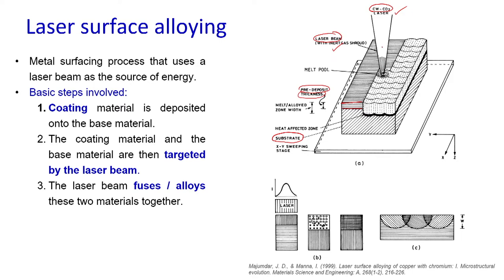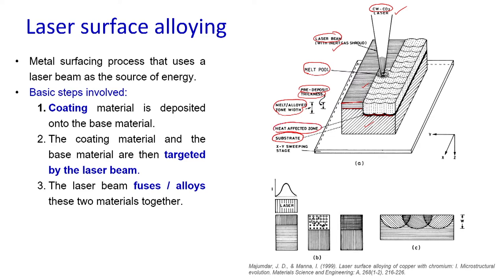Now what is happening when we apply the continuous wave of CO2 laser? There is increase in temperature and formation of melt pool of the deposited material as well as the substrate material, and there is resolidification of the mixture over the surface. We also got some heat affected zone. So wherever there is a transition of the alloyed layer with the substrate material, we get another zone that is called the heat affected zone.